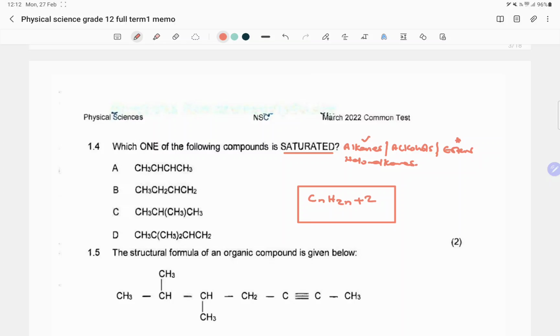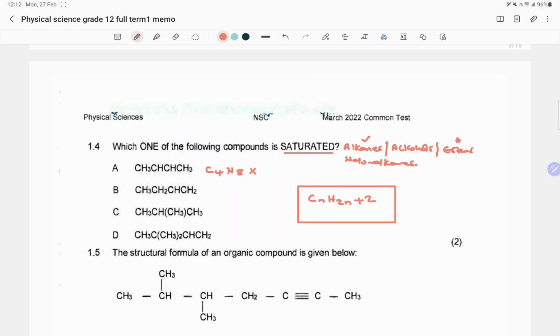Okay, so that's what we want. Now let's see. This one is saying CH3, 1, 2, 3, 4. There's 4 carbons. Then the hydrogens is 3, 4, 5, 8. So this one basically is only half of this, which is alkenes, okay? Because it says CnH2n. Right, so C4, 4 times 2 is 8, so it doesn't add the 2. So if it negates the 2, it is an alkene, so this is incorrect.